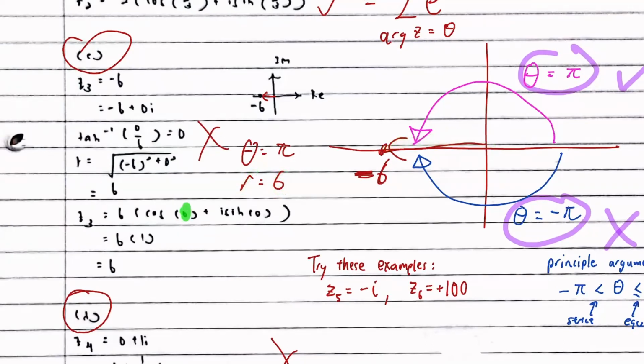So what's the correct way to present this? Instead of 0, wrong, it should be pi. This is wrong. It should be z3 equals 6 multiplied by cosine of pi plus i sine of pi, which means that the r e to the i theta format will be what? Can you try? 6 e to the i pi. Yes, exactly. That's all.